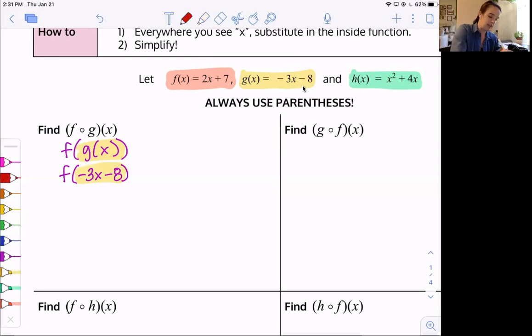So now I need to go get the f equation. The f equation I see right here is 2x plus 7. I'm going to write the shell of that equation. I'm going to take out the x's and leave a space to write. So I have 2 times, big parentheses, plus 7, because I'm about to substitute in the whole function. So now I'm going to take this entire function and put it right here. I'm replacing the x with negative 3x minus 8.